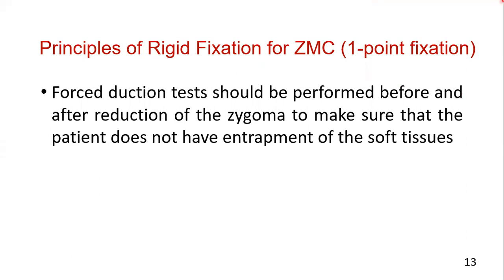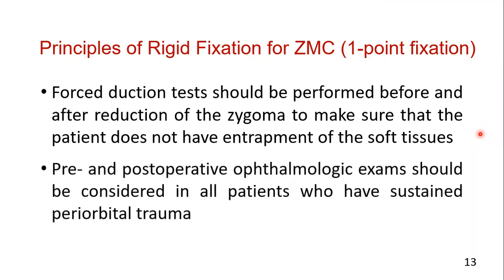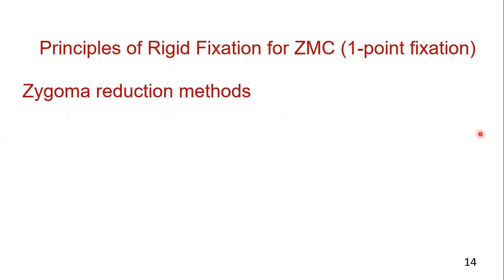It is possible that the periorbital contents may have been affected by the reduction of the zygomatic complex fracture. So a force reduction test must be performed before and after the reduction of the zygoma, to make sure that there is no entrapment of the inferior rectus muscle, or you can say inferior oblique muscle, in the orbital floor. And second thing is the pre and post operative eye examination must be done in such patients.